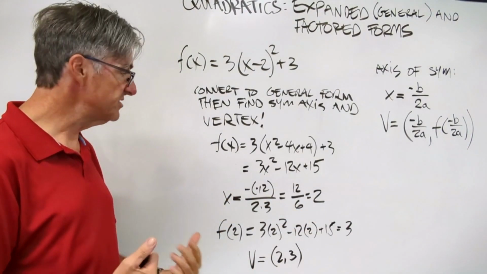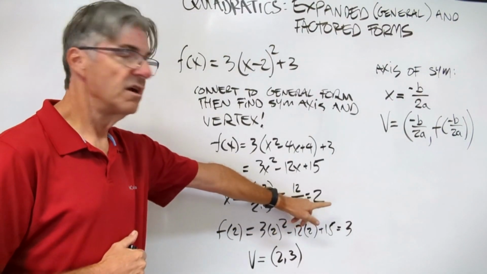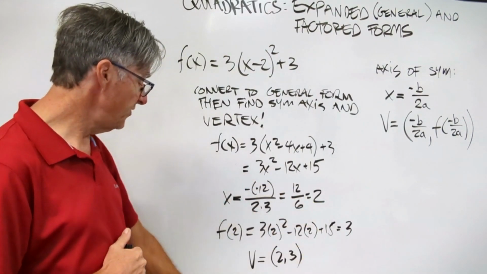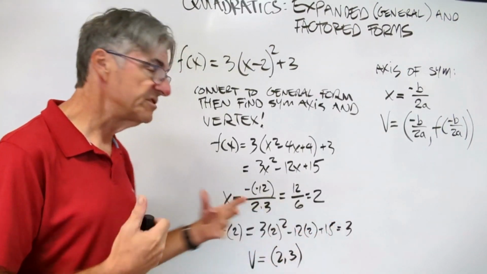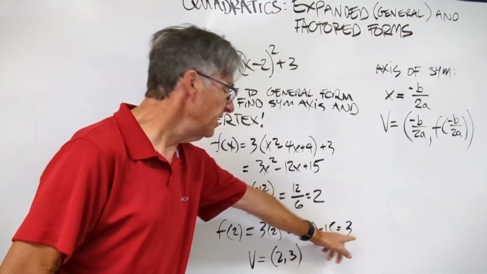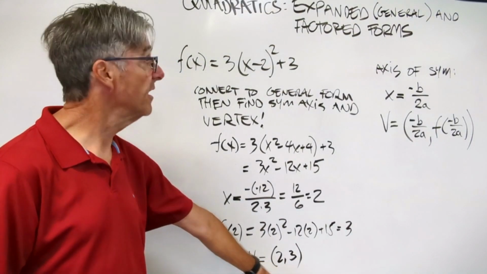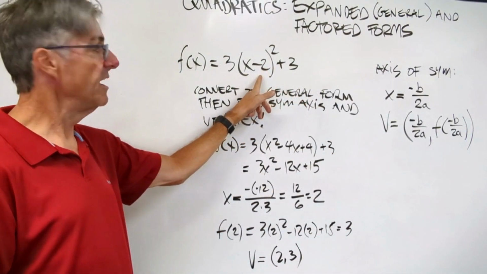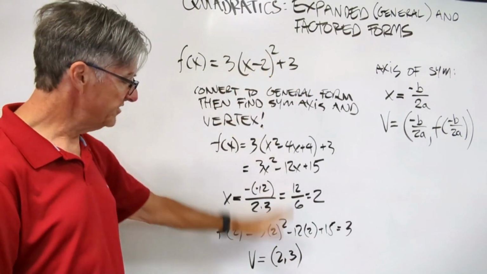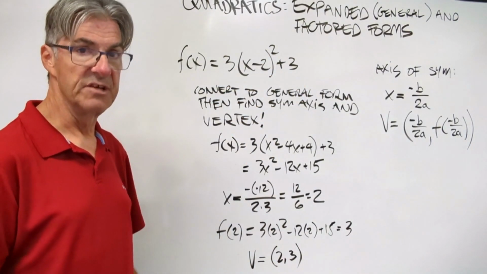Now, to find the vertex, I just take the x-coordinate of the axis of symmetry and put that into the function here and solve that down, and I get 3, so my vertex is the point (2, 3). Cycling all the way back around, I got that right. My vertex is (2, 3). So that's kind of a confirmation step that that indeed worked.